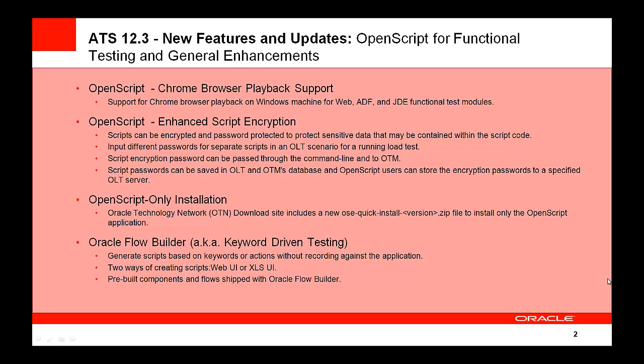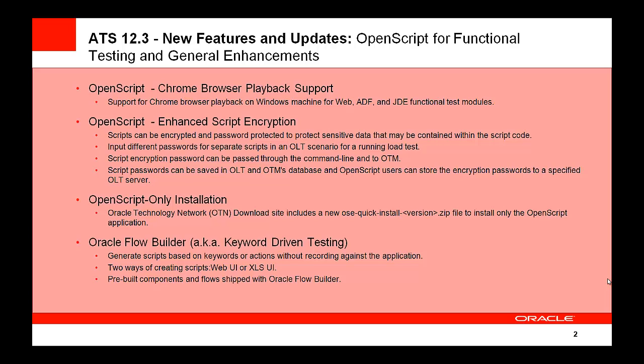We will begin with an overview of the new features for OpenScript for functional testing and general enhancements. OpenScript 12.3 introduced Chrome browser playback for web, ADF, and JDE functional test modules. In addition, there are many new enhancements to the script encryption feature, such as the ability to password protect sensitive script data, inputting different passwords for each script in an OLT scenario, command line arguments for script encryption, and saving passwords to an OLT or OTM database.